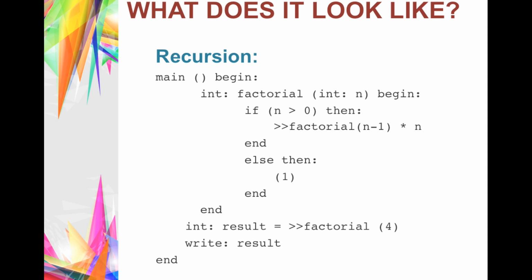At the end of the function definition, we are declaring another variable called result of type integer, where we are calling factorial with a value of 4. Then we are writing the value of result.